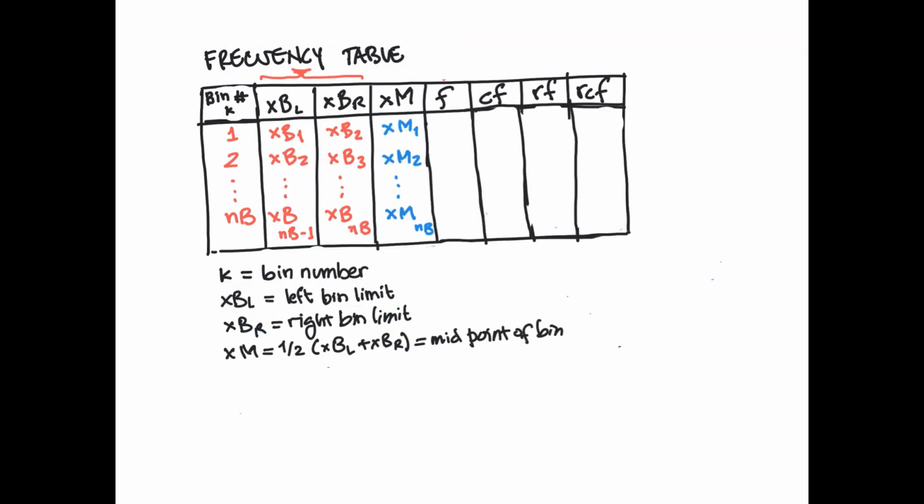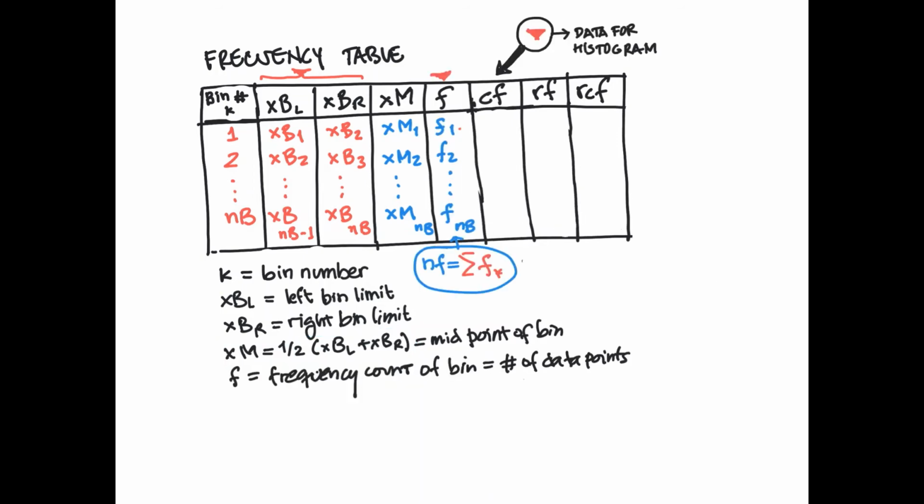We could calculate the midpoint, which is just half of the sum of the extremes of the interval of the bin. Then we have those data values and the frequency count, which is the number of data points in each bin. And these two sets of data provide the data for the histogram.